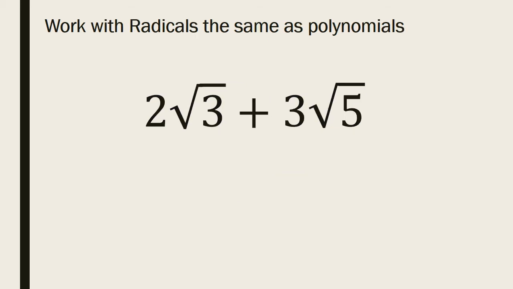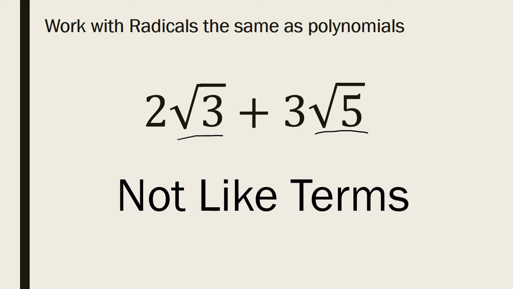Let's take a look at this example now. We have 2 radical 3 plus 3 radical 5. The first term has a radical 3, and the second term has a radical 5. These two radicals cannot be simplified anymore. They are in the simplest form, and since they are not like radicals, they cannot be combined together, which means that this expression is in the simplest form and we cannot simplify it more than that.